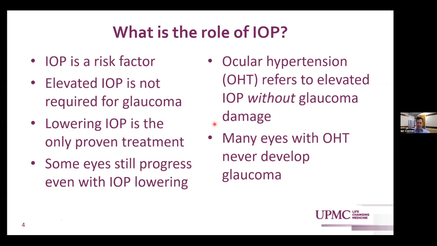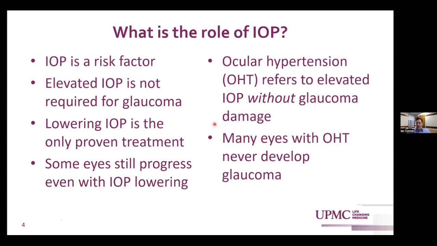So a lot of the lay public have this idea that elevated IOP equals glaucoma, normal IOP equals no glaucoma. And in fact, we know that that is not true. So IOP should really be thought of as a risk factor, just like hypertension is a risk factor for cardiovascular disease. Elevated IOP is not required for glaucoma. About 40 to 50% of all people with glaucoma have an intraocular pressure that always measures in the statistically normal range from 10 to 21. So having a normal intraocular pressure is not enough to disqualify a person from having glaucoma. Similarly, having an elevated intraocular pressure does not necessarily mean that a person has glaucoma. It is just a risk factor.